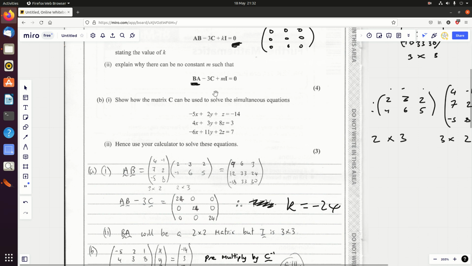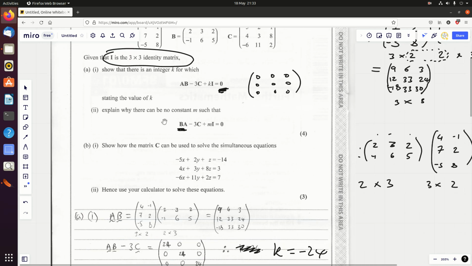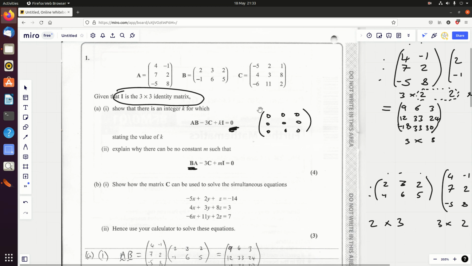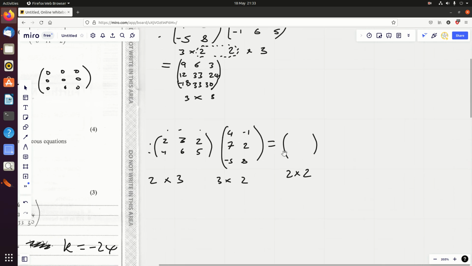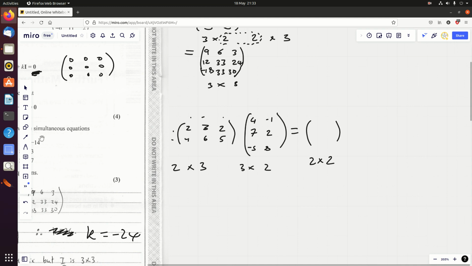Now, this is a bit tougher though, because I can see why students might miss this. Why is there no constant m such that BA minus 3C plus mI equals 0? Well, firstly, if you try and work out BA on your calculator, you're going to see that you get a 2 by 2 matrix. Why is that? Well, whenever you put matrices together and you try and multiply them, you won't be able to multiply them unless the number of columns in the matrix on the left is equal to the number of rows in the matrix on the right.